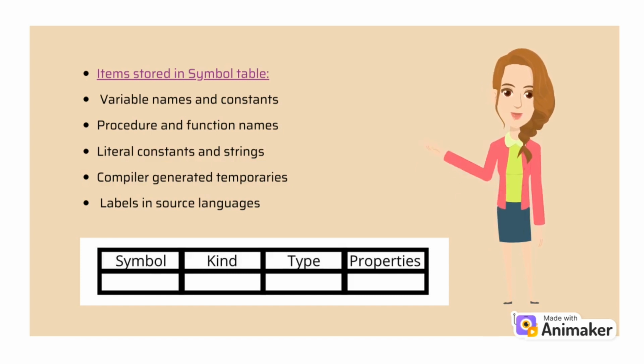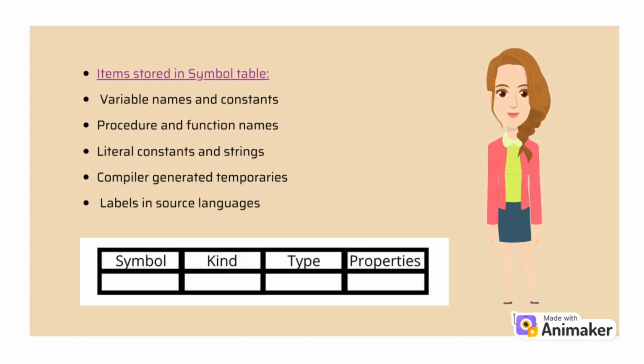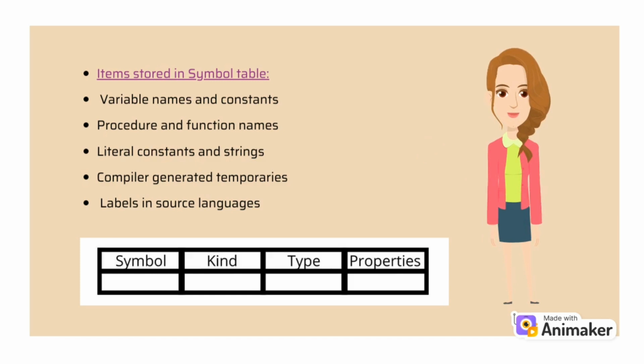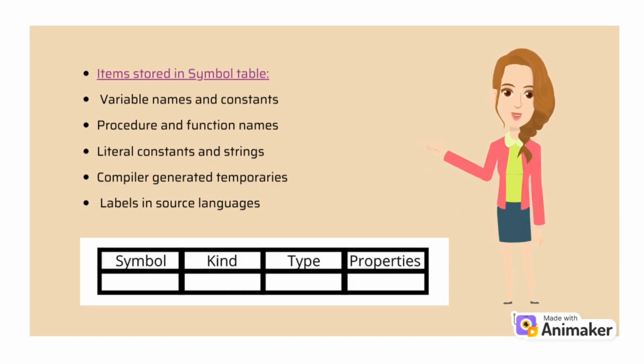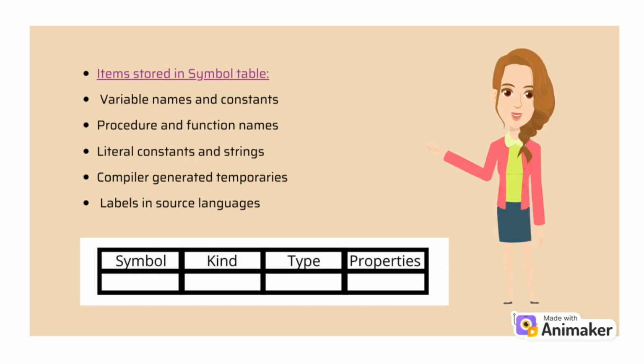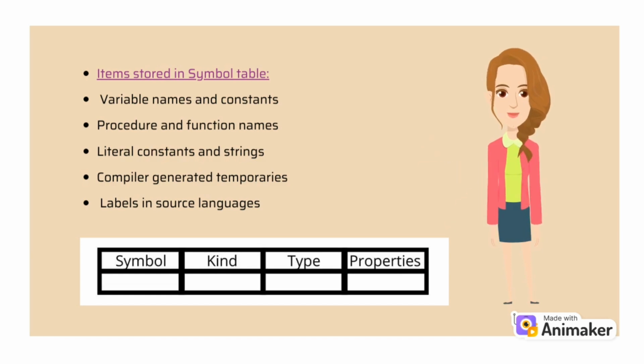Items stored in the symbol table are variable names and constants, procedure and function names, literals, constants and strings, compiler-generated temporaries, labels and source languages.